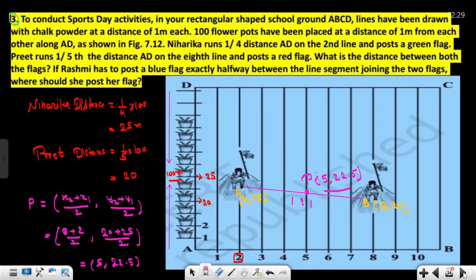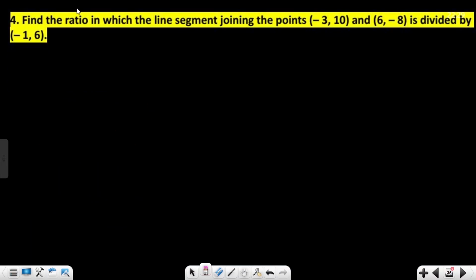Okay, here is the midpoint. So now we move on to question number 4. Find the ratio in which the line segment joining the points is divided by. Now our target is finding the ratio. Okay, look here. Read this question again. We make a line and mark point 1 and point 2. The line segment joins these 2 points. The first point is (-3, 10). The second point is (6, -8).